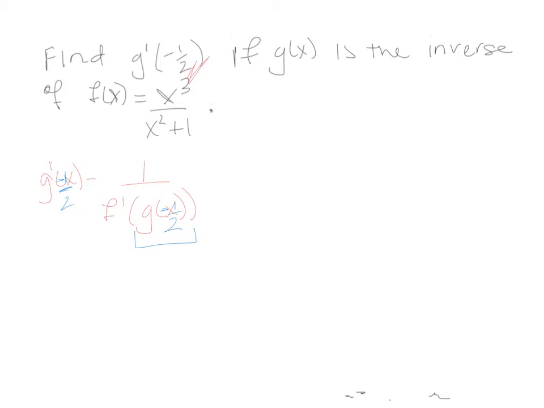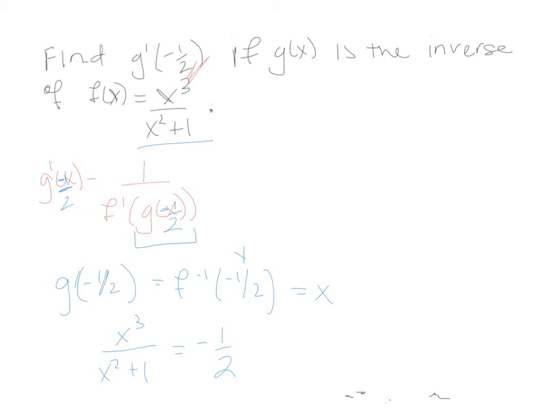Well, recall that g of negative 1/2 is the same as f inverse of negative 1/2. And remember that in terms of the actual original function, this is the y, which equals the x. So if f of x is x to the third over x squared plus 1, I'm looking to find out what x is when y is negative 1/2.